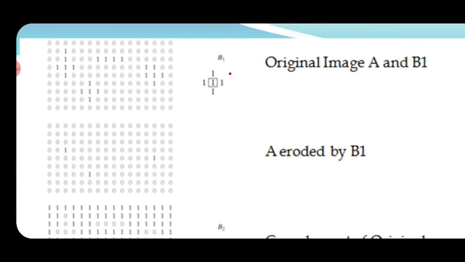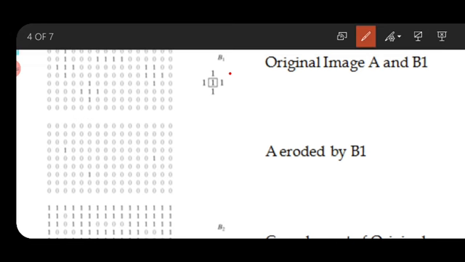Similarly, B1 is a structuring element, and you keep it on all the pixels. Now, let us consider that if you keep it at this position, there is an exact match of B1, so only the middle pixel will be retained. That 1 will be retained, and the outer will be erased.